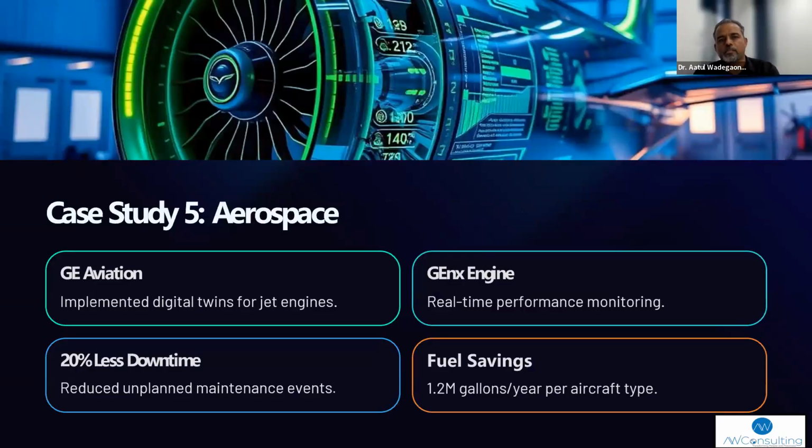One more case study is typically from the aerospace area. GE Aviation has implemented digital twins for jet engines and real-time performance monitoring. It has reduced their downtime by 20% and resulted in fuel savings.